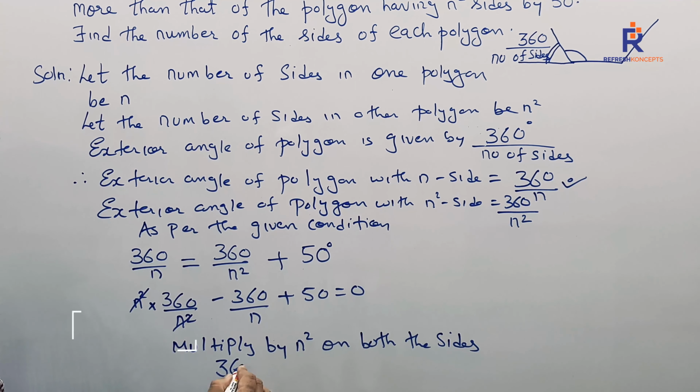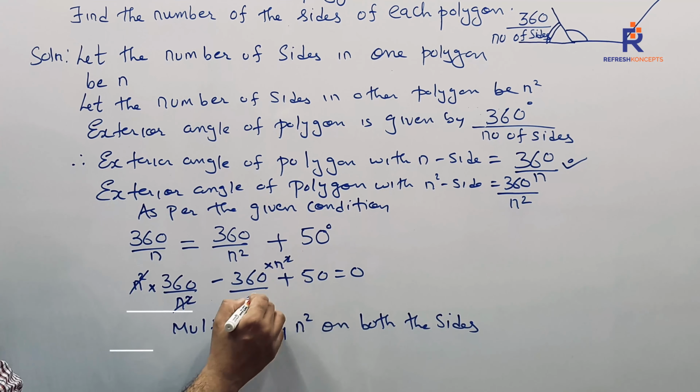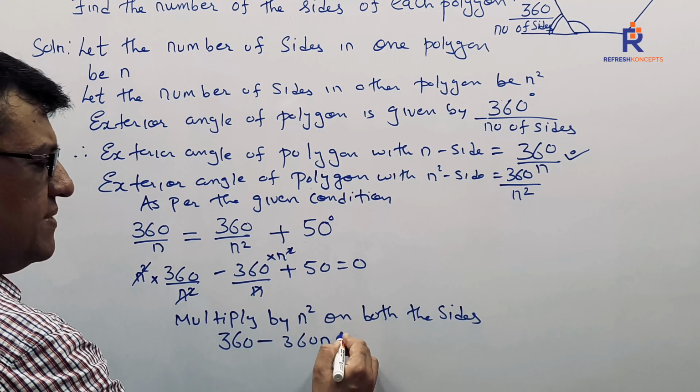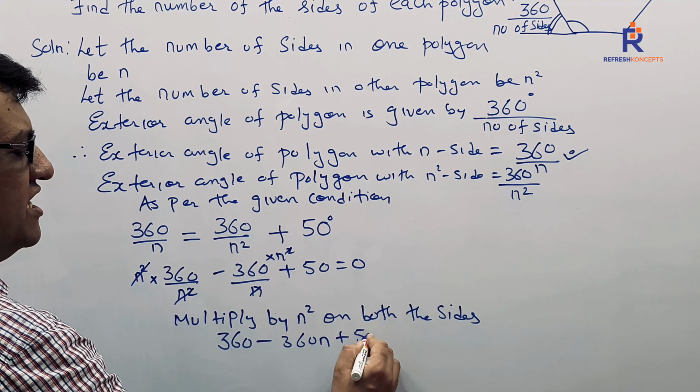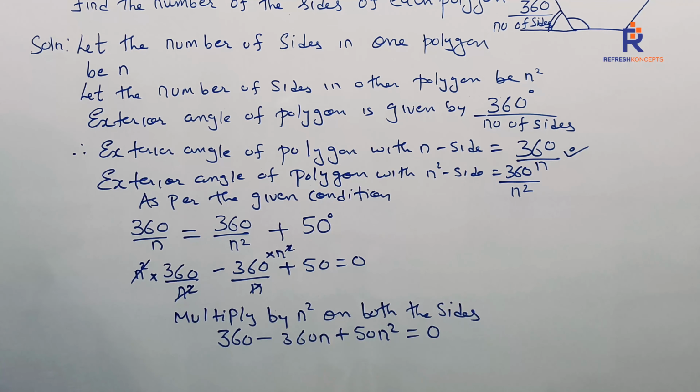I'm left with 360 minus. When I multiply this by n square, one of the n and n gets cancelled off. I'm left with minus 360n. When I multiply this, I get 50 n square, and 0 into anything will give me 0.